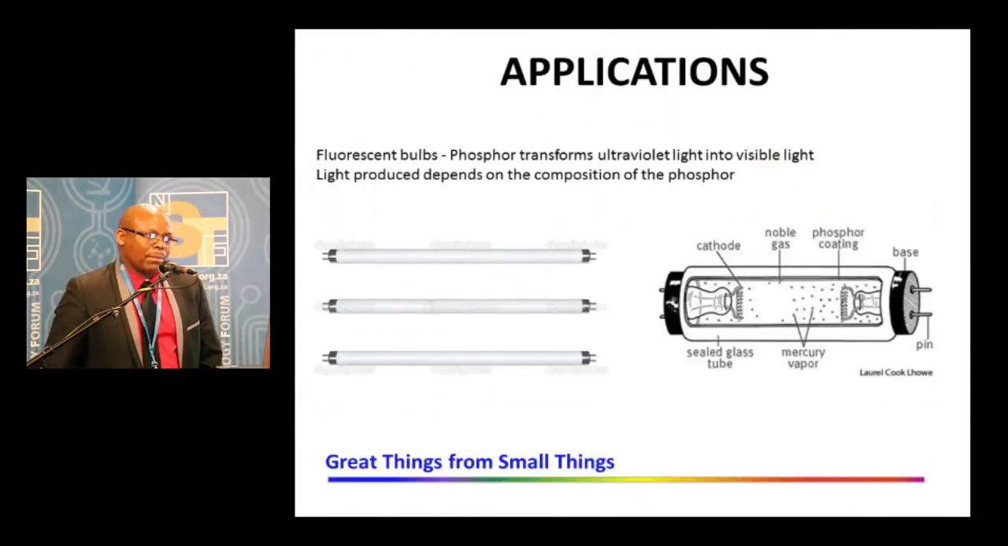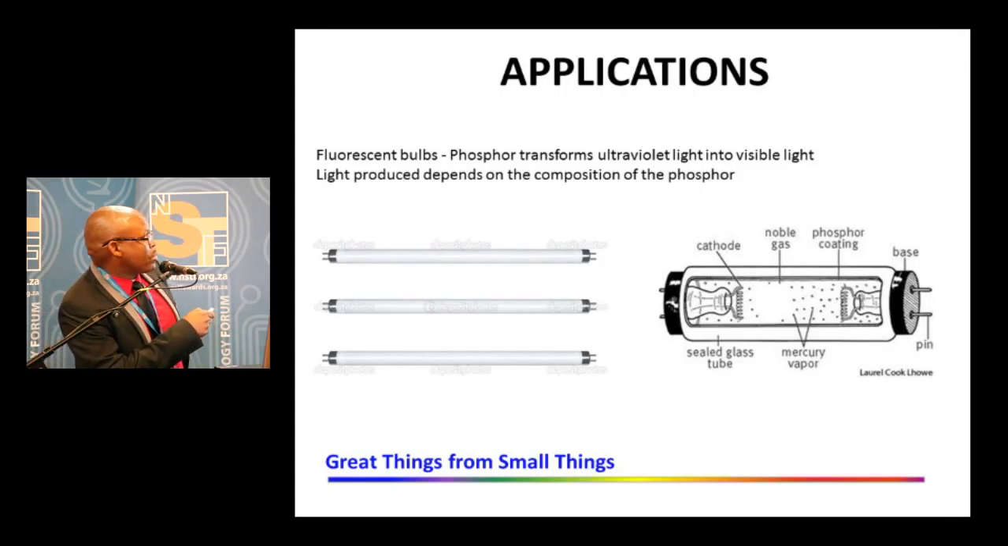So now let's look at the applications of phosphors. We use phosphors in light-emitting devices. For example, you can transform ultraviolet light into visible light, like the light that we have here, fluorescent tubes. There's a lot of science involved in here. You have mercury, you have noble gas, you have the cathode ray tube. But what is interesting for us is the phosphor coating, which serves as the source of light inside this tube.